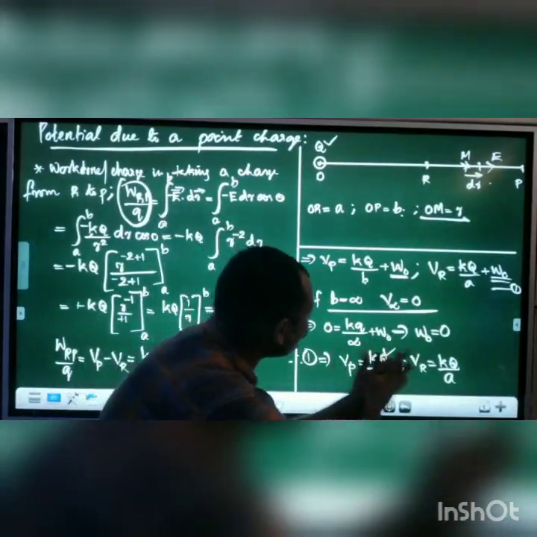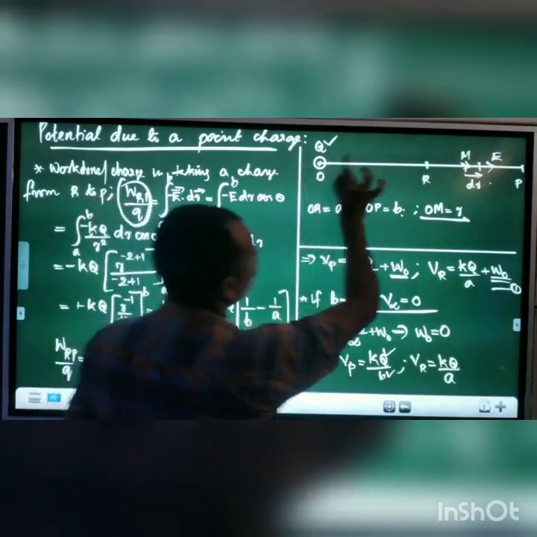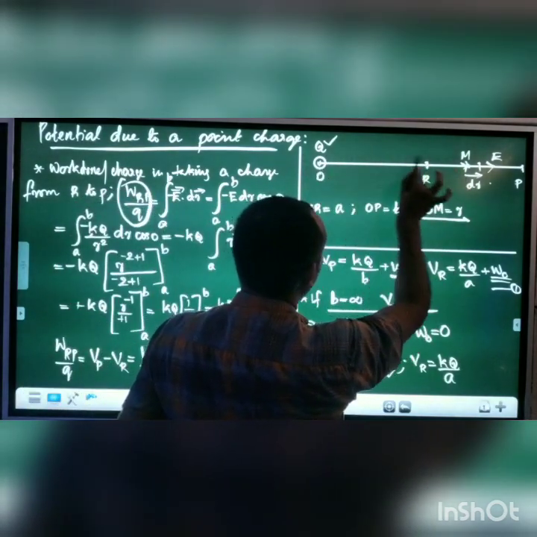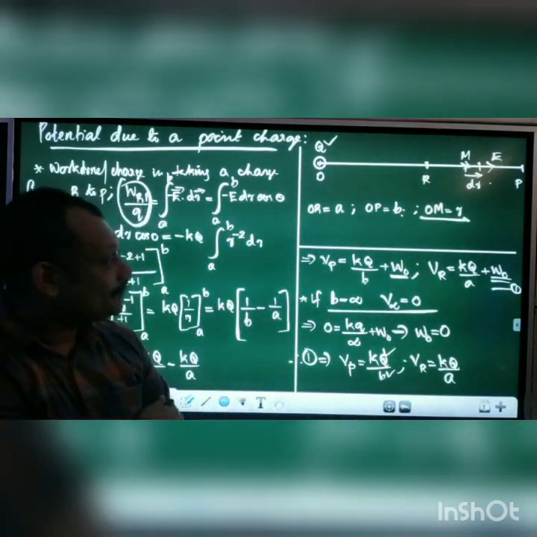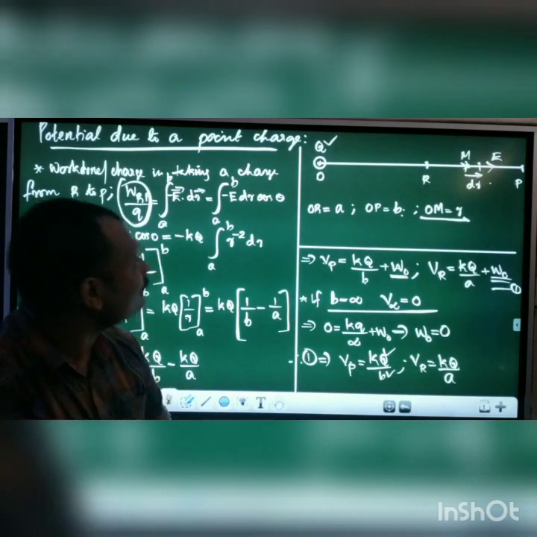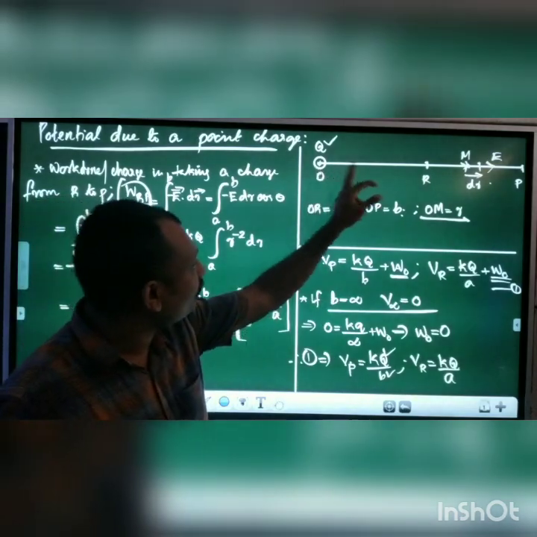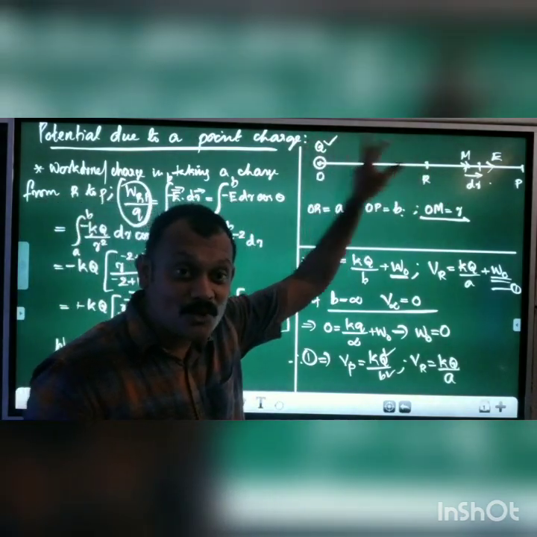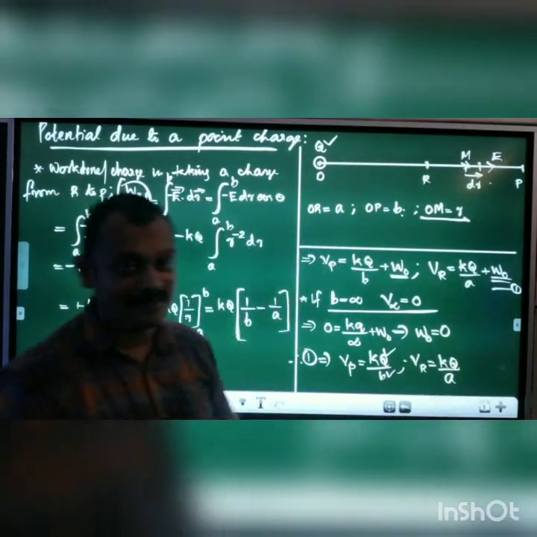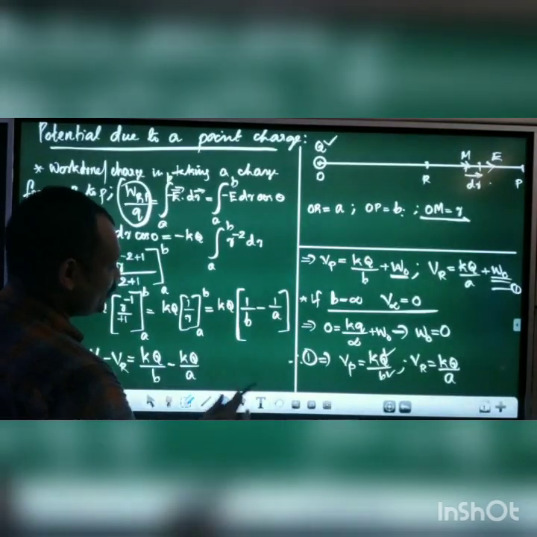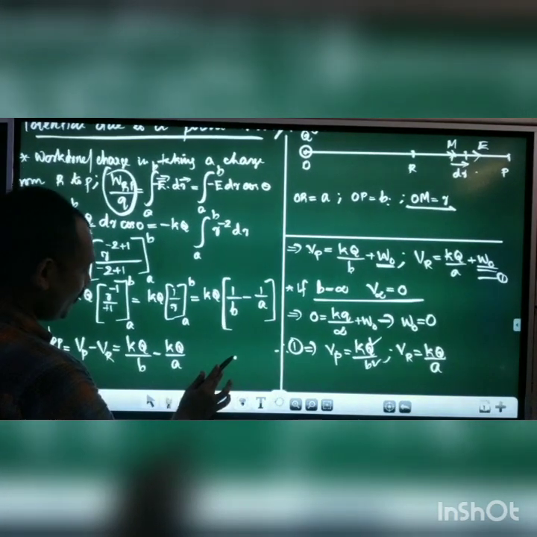And similarly, what is VR? It is KQ by A. OR is equal to A. Similarly, potential at R depends on the value of the source charge and the distance of that point from the source charge, that is KQ by A. So may I ask you a simple question?